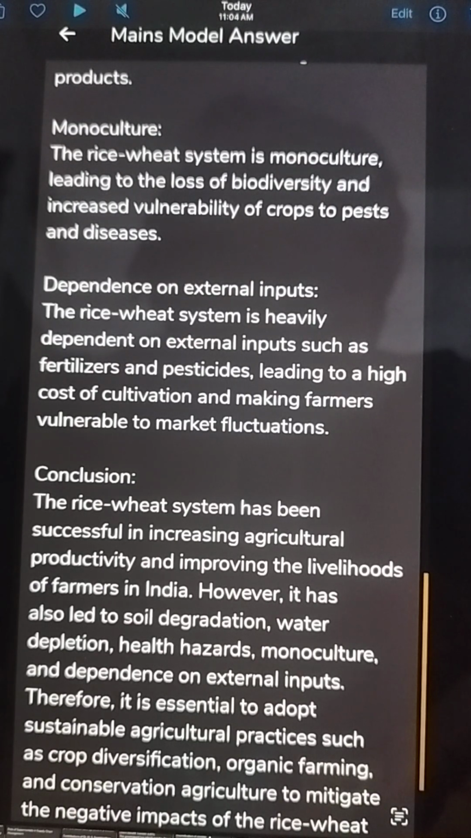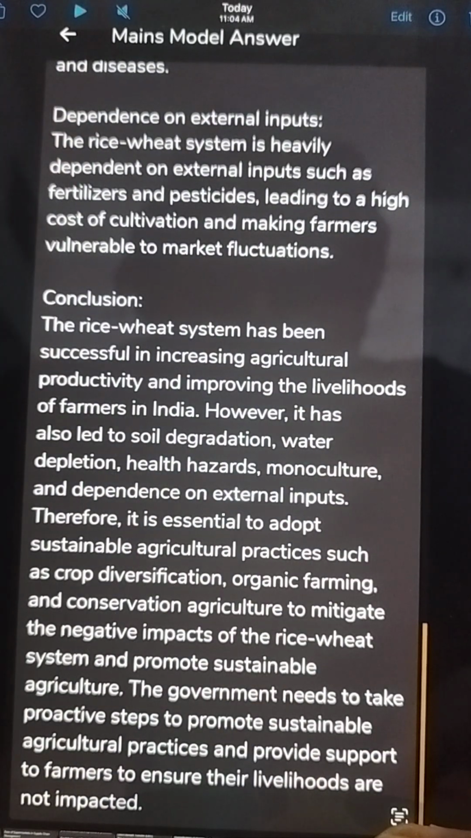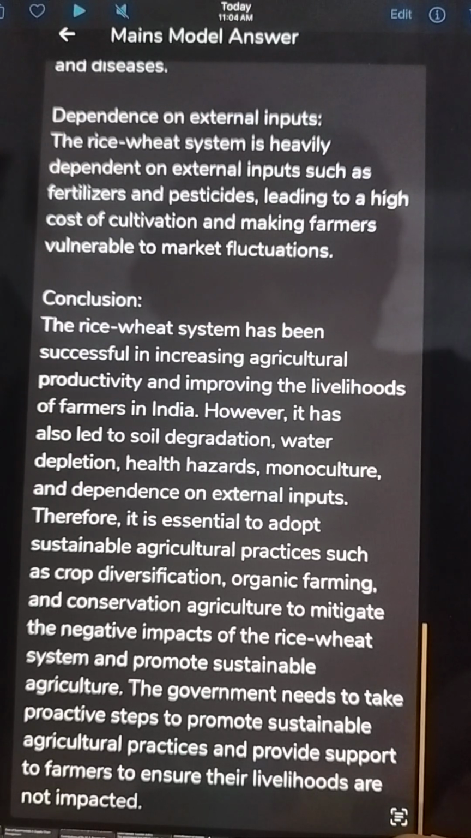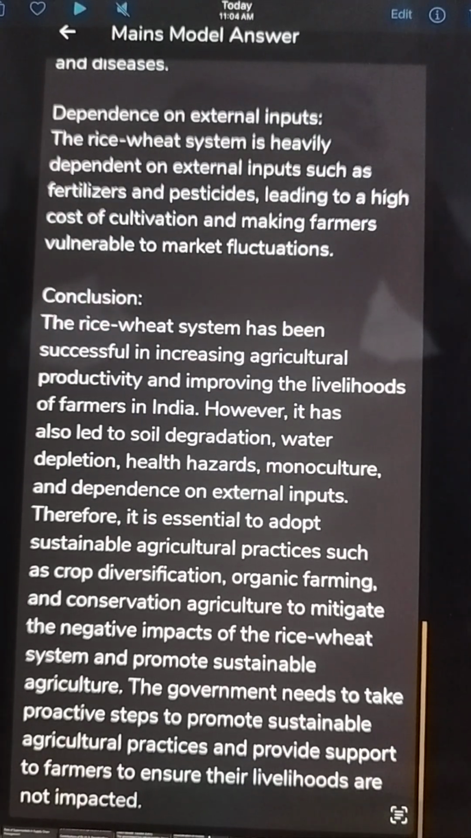Then dependence on external inputs. The rice wheat system is heavily dependent on external inputs such as fertilizers and pesticides, leading to a high cost of cultivation and making farmers vulnerable to market fluctuations. The rice wheat system has been successful in increasing agricultural productivity and improving the livelihoods of farmers in India. However, it has also led to soil degradation, water depletion, health hazards, monoculture, and dependence on external inputs.